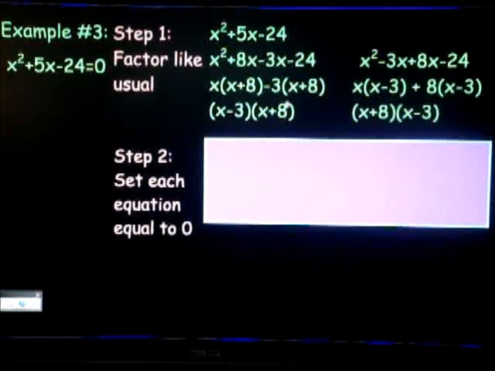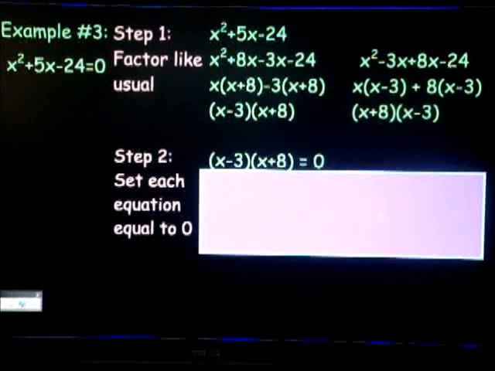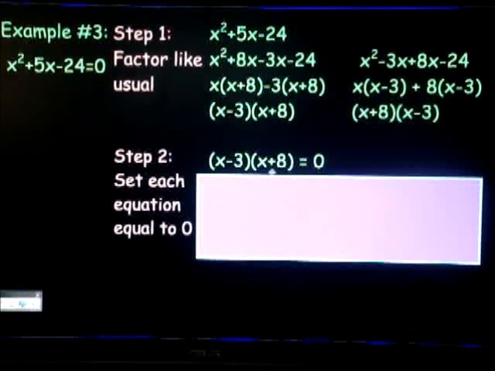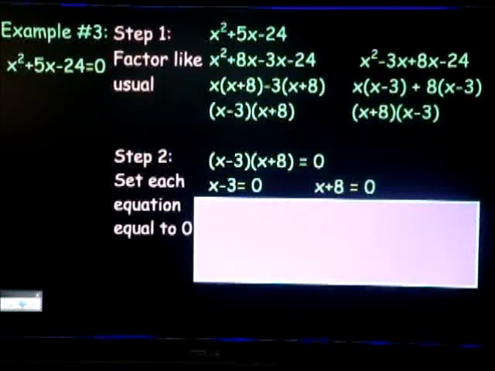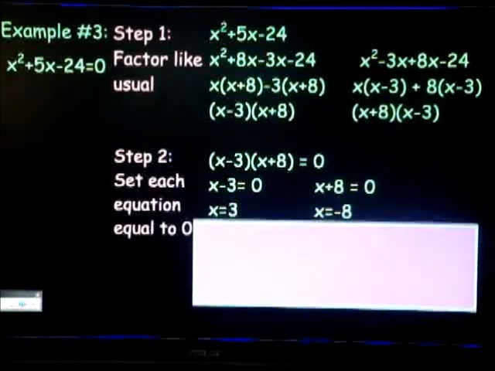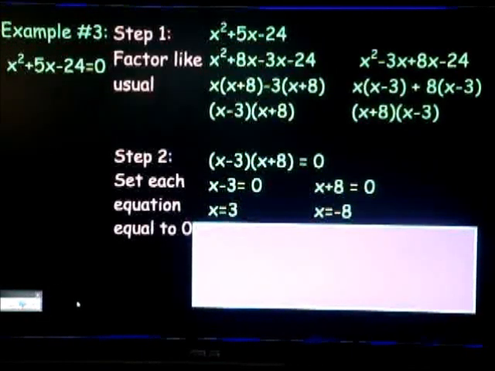Now, you've got two binomials, x minus 3 and x plus 8. We've talked about the 0 principle before. If these two numbers multiply and equal 0, that means at least one of the equations has to solve for 0. So I wrote each equation separately. To solve this one, to get x isolated, I'd have to add 3. To get x isolated, I had to subtract 8. When I do that, I get that the values are 3 and negative 8.